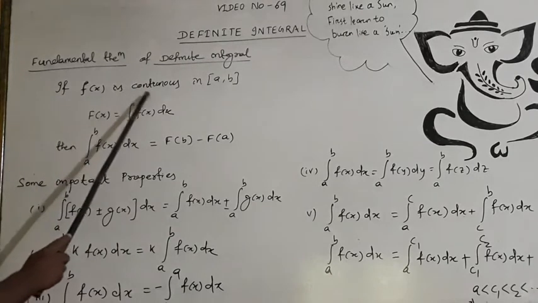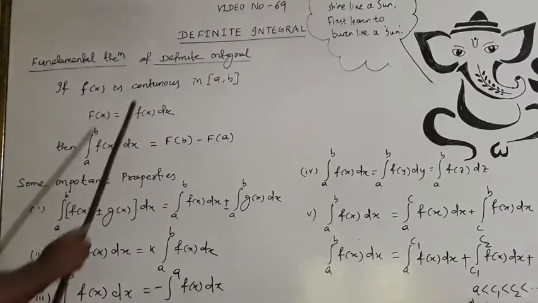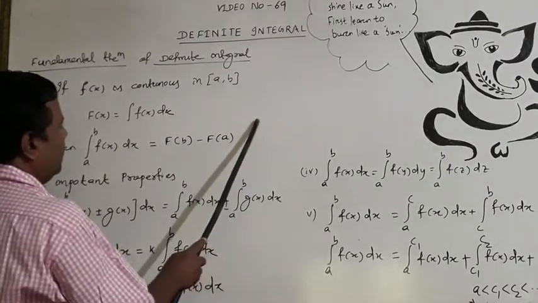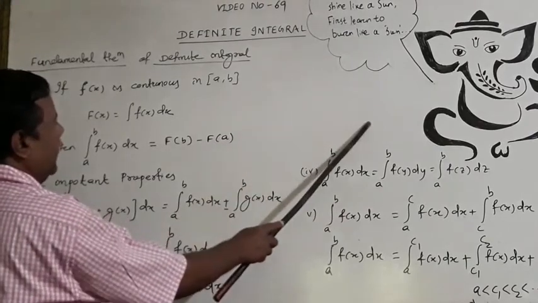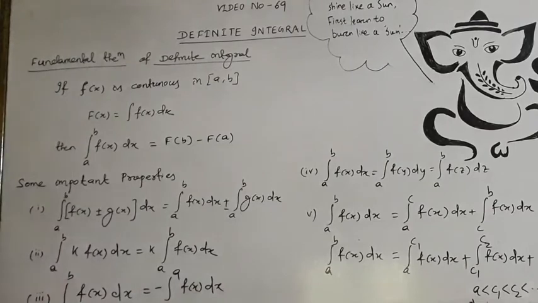If f(x) is continuous in [a, b], meaning the function must first be continuous. Continuous means, if you draw the figure, you should not lift your hand while drawing the graph. That is a continuous function.